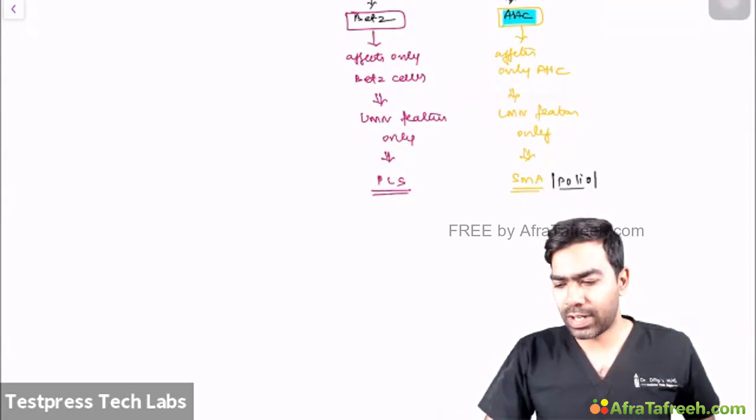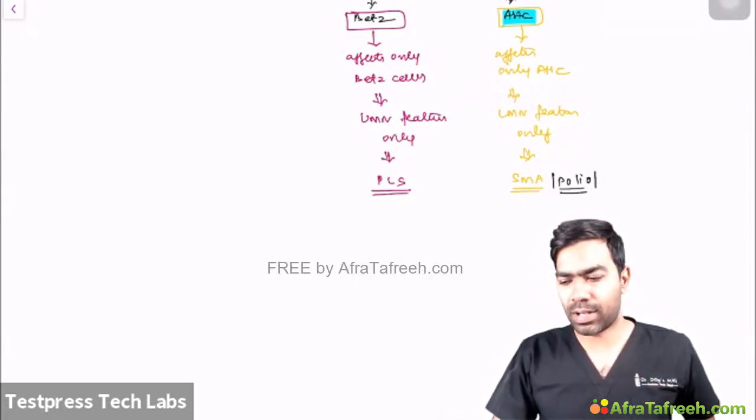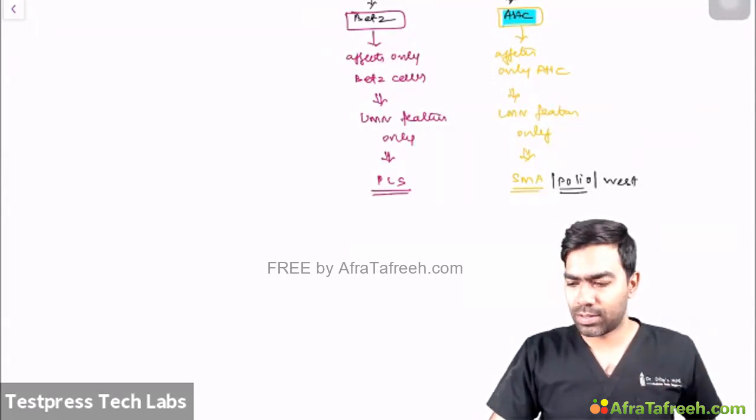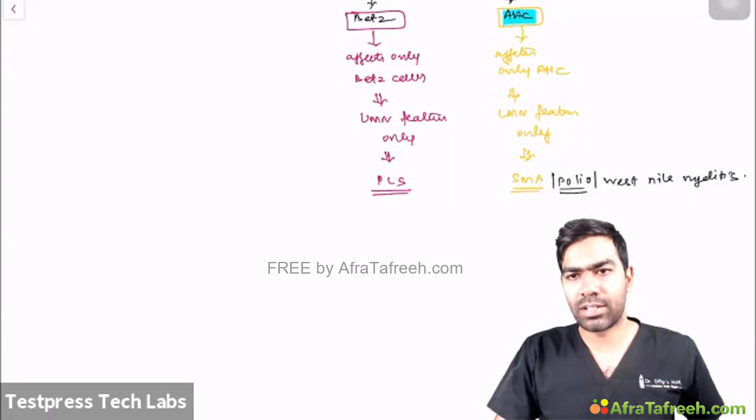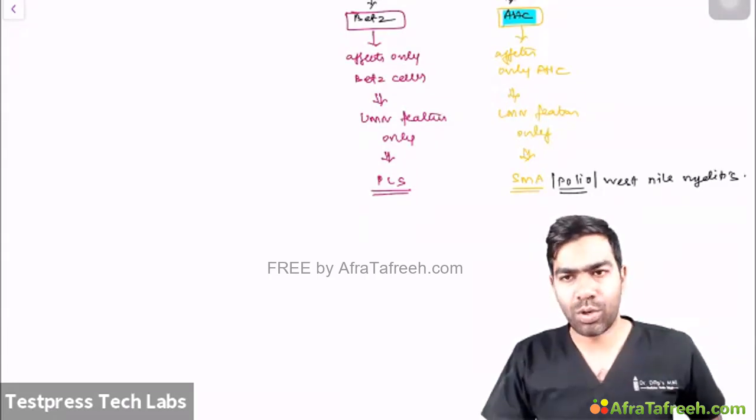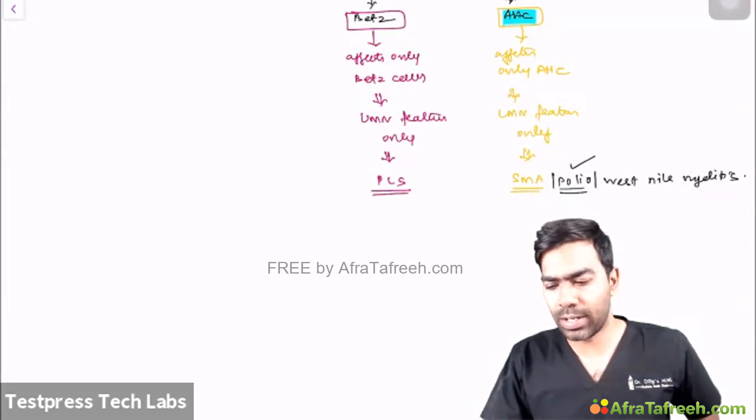Polio is very rare nowadays, isn't it? Acute flaccid paralysis. You have something called West Nile myelitis, West Nile virus. I'm just telling examples. So West Nile, polio, all these things are classic examples of anterior horn cell involvement only.